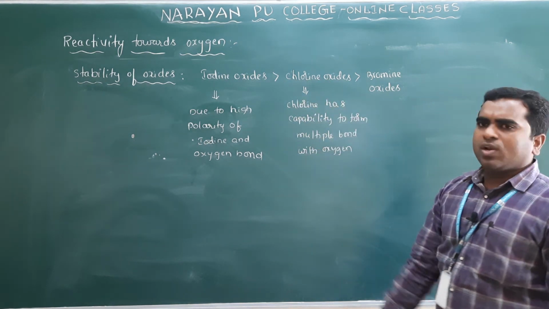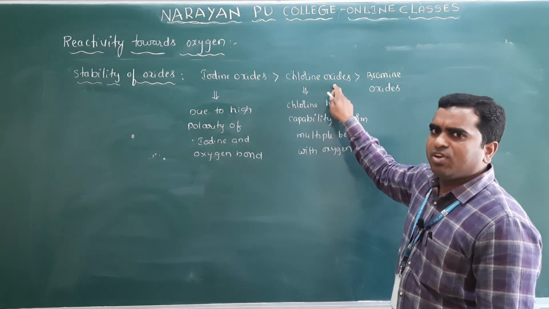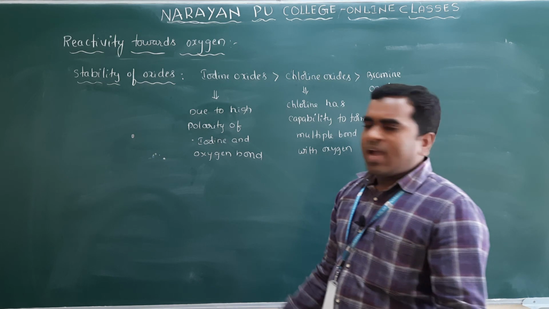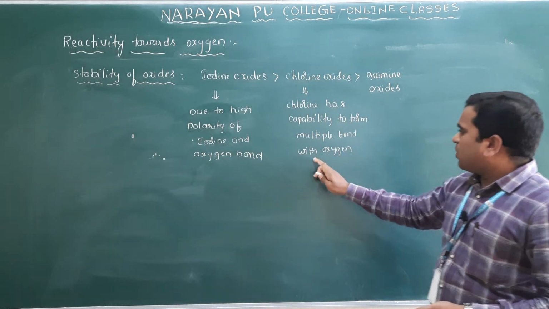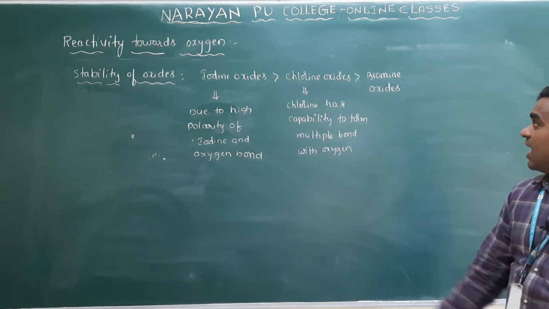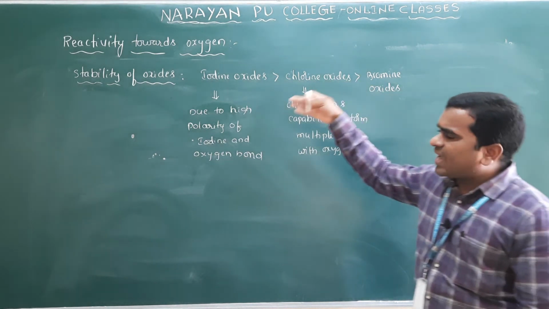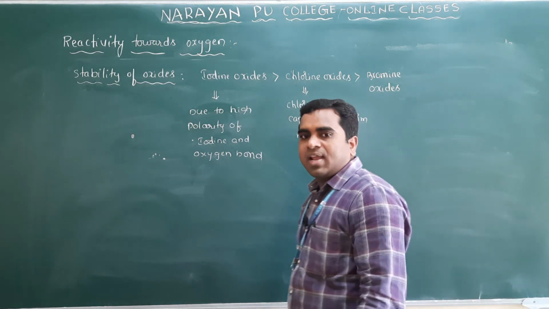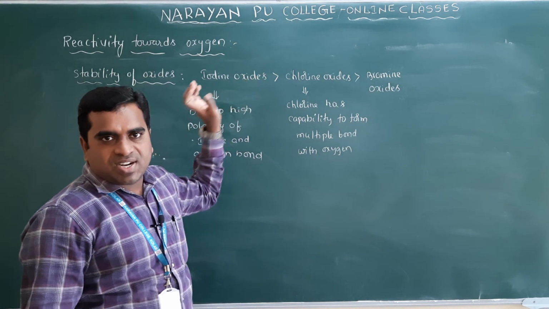If you take chlorine and oxygen, chlorine will use the 3p orbital and oxygen the 2p orbital, so the overlapping will be more, and they have the capability to form multiple bonds with oxygen. Bromine is in between them and lacks both characters, so bromine oxides are the least stable. This is the order of stability of oxides.